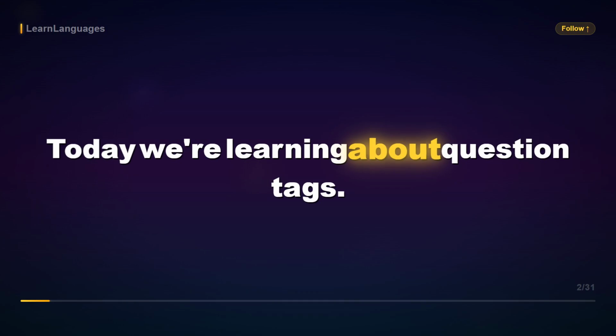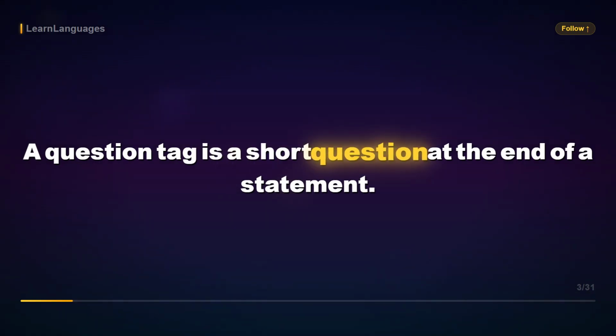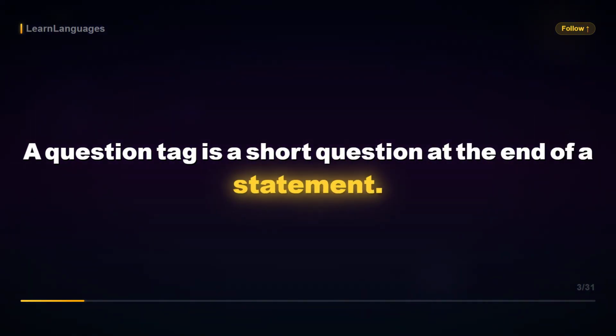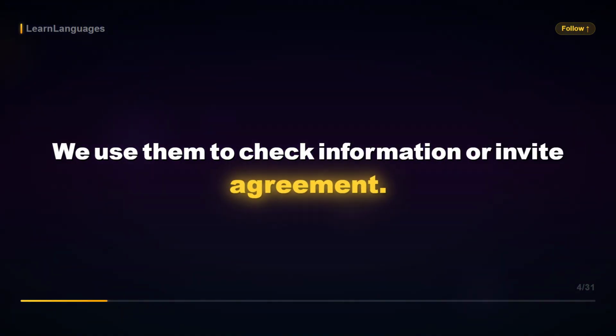Today we're learning about question tags. A question tag is a short question at the end of a statement. We use them to check information or invite agreement.